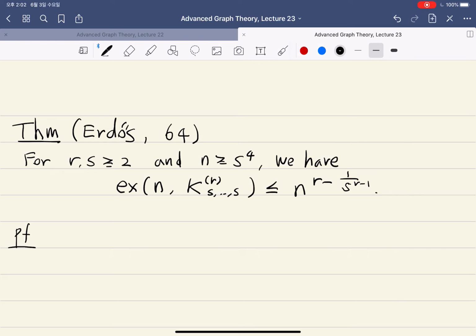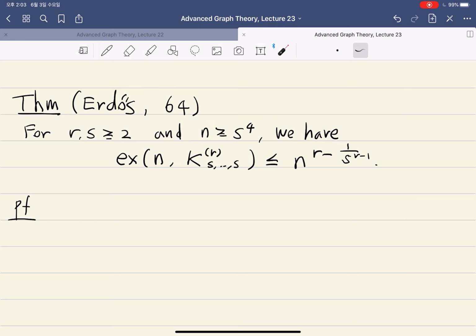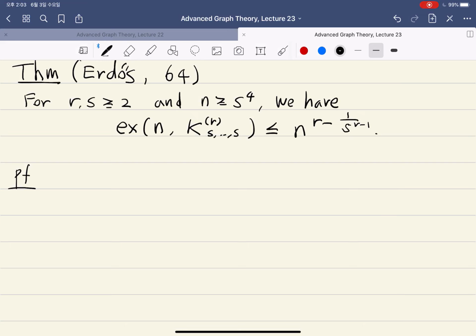So we will prove this theorem of Erdős, which says that if you have an r-partite r-uniform hypergraph with each color class of size s, then its extremal number is at most n to the r minus 1 over s to the r minus 1. This implies that any r-partite r-graph has Turán density 0, as this is little o of n choose r. So we want to prove this.